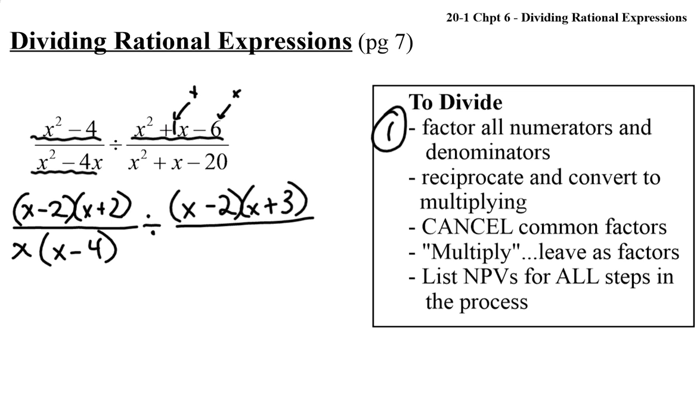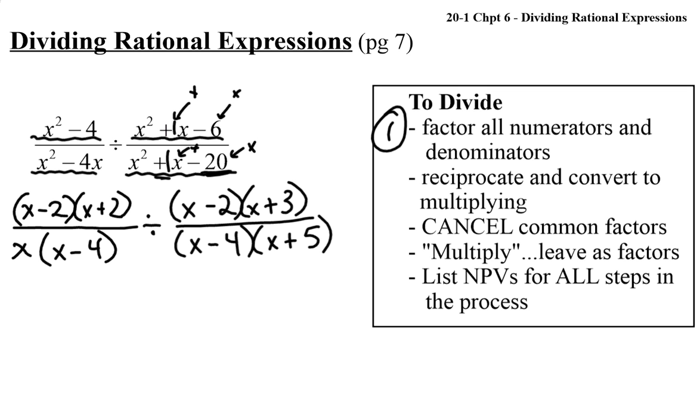And the last part of our rational expression, the divisor, x squared plus 1x minus 20, multiply to negative 20, add to 1. In that case, we now have (x minus 4) and (x plus 5), because negative 4 and 5 multiply to negative 20, but add to 1.